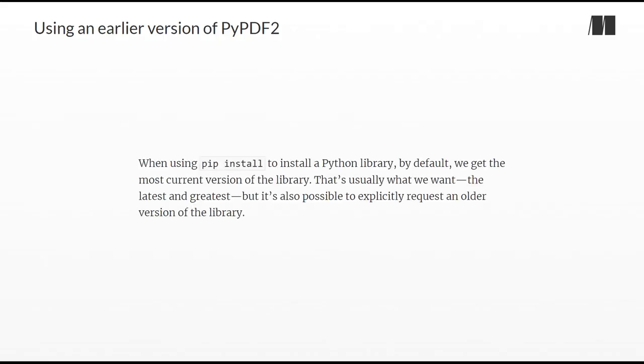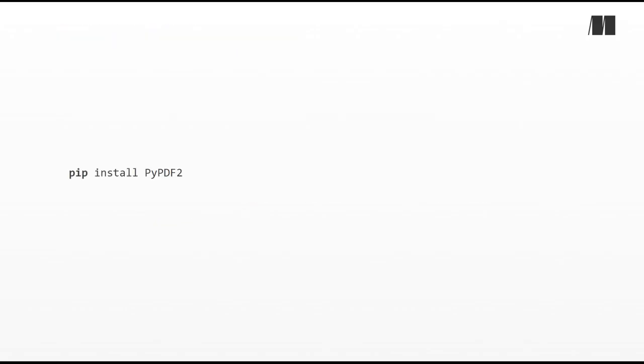Using an earlier version of PyPDF2. When using pip install to install a Python library, by default, we get the most current version of the library. That's usually what we want, the latest and greatest. But it's also possible to explicitly request an older version of the library. Here, we need a version of PyPDF2 prior to version 3.0.0, rather than the standard usage of pip.